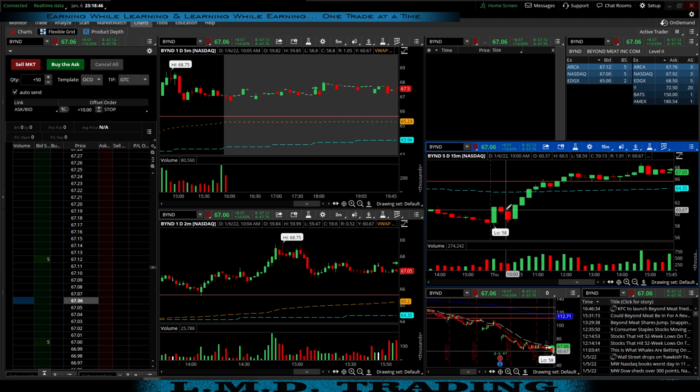So $60 there on the break. It had room up to 63, so it had room up to $3 before I would have gotten worried. On that one, we picked the delta of 26, so basically $26 for every dollar that it moved. And we had a nice $3 move right there. That would have been a quick, easy $75 on one contract.